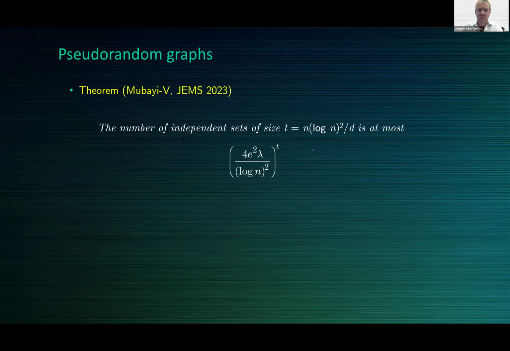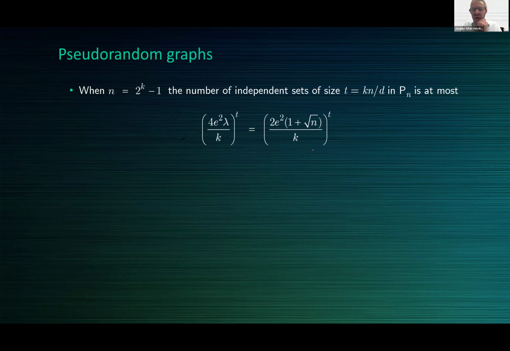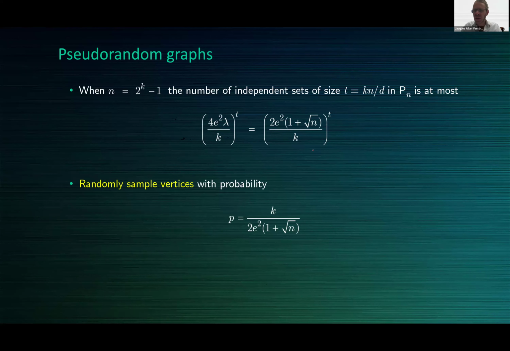And once you know that, let's do it in the Paley graph. I didn't tell you quite what the lambda is, but it's something like root n, right? Something like the square root of the number of vertices. And so if we apply this theorem just as is in the Paley graph, we get something like square root n to the t independent sets of size t. And we add one little ingredient, which is to sample vertices randomly in this Paley graph. Namely, sample vertices with probability inverse to the number of independent sets to the t. Right? So in this case, would be that quantity there.